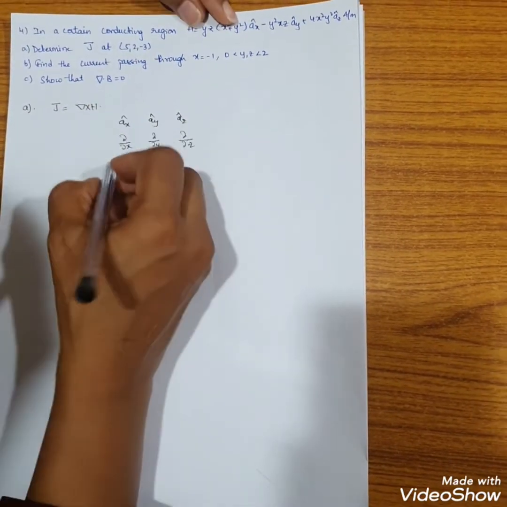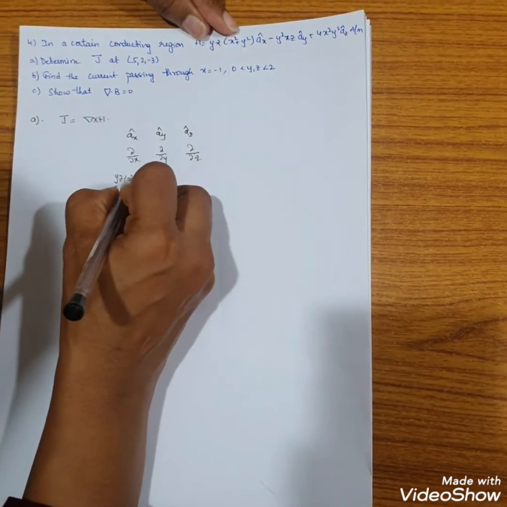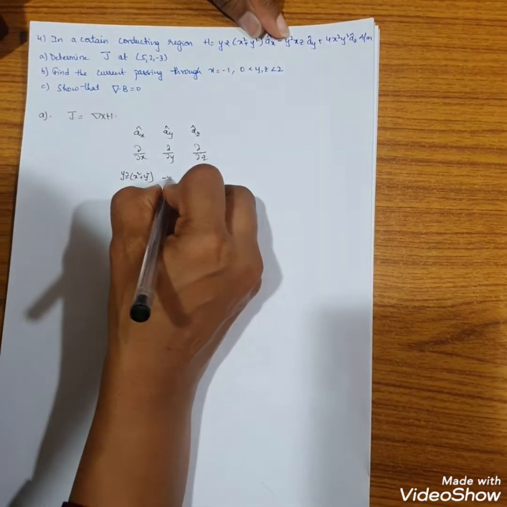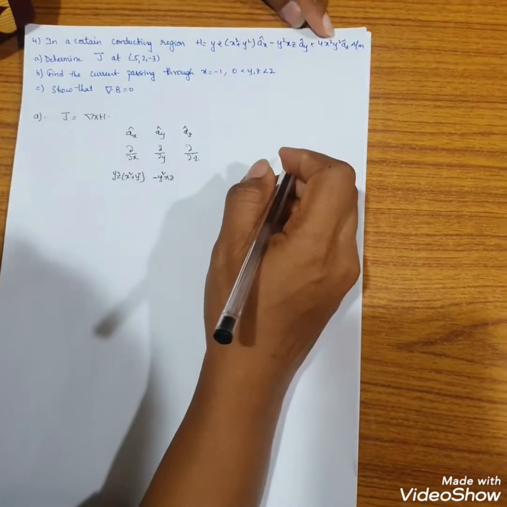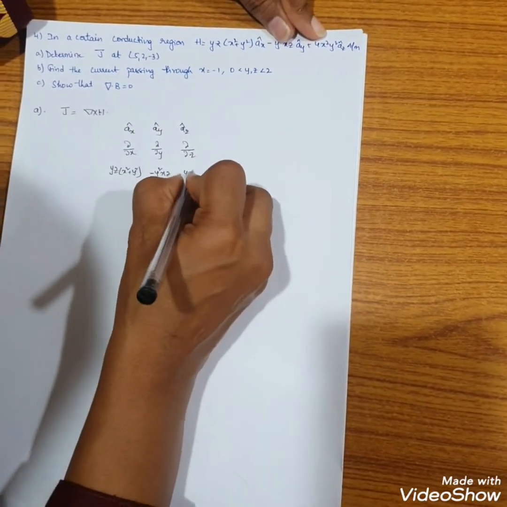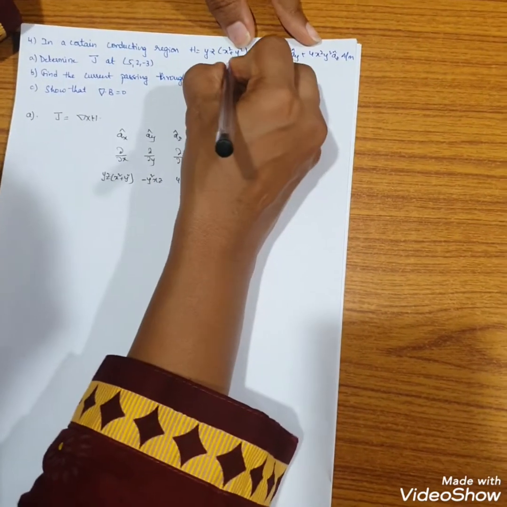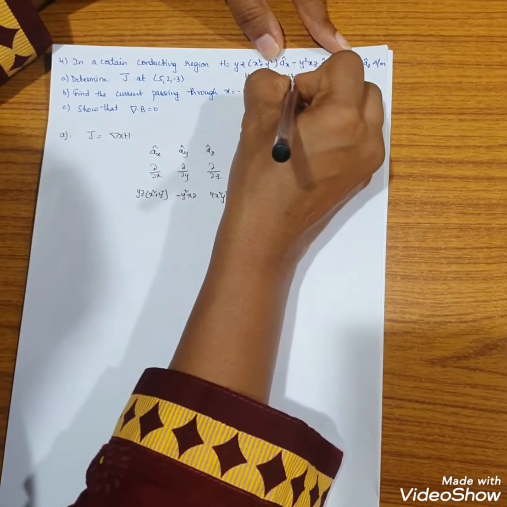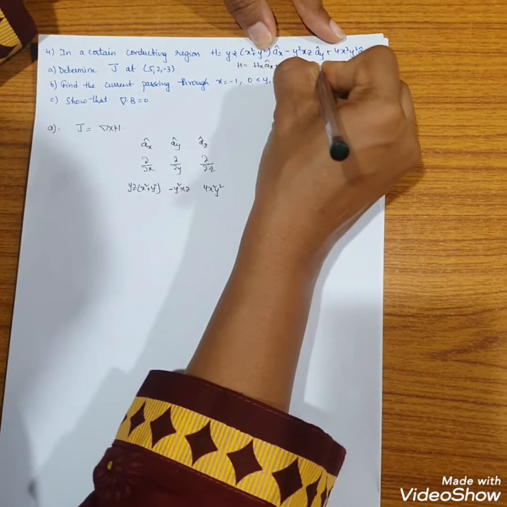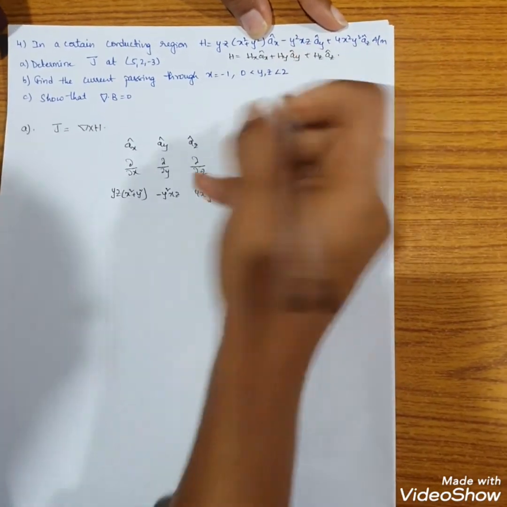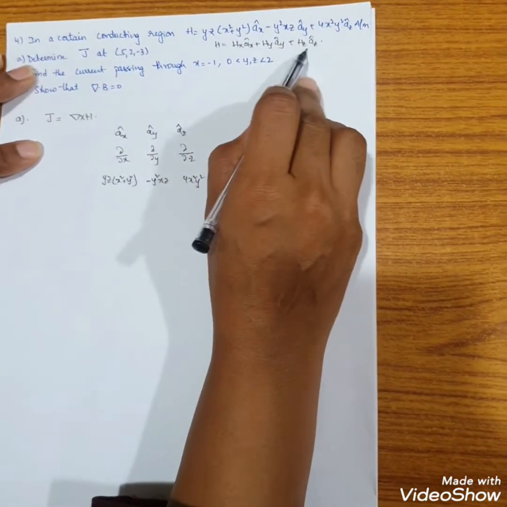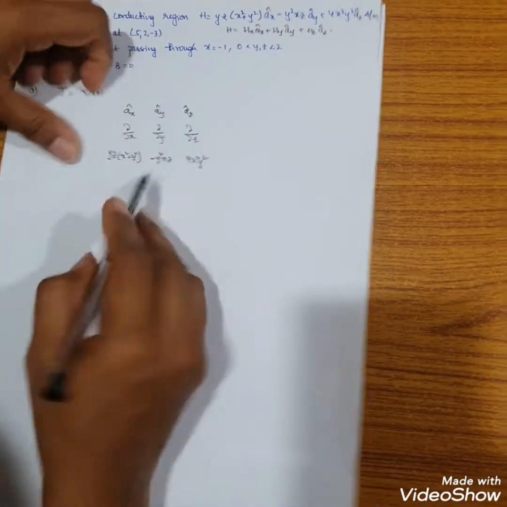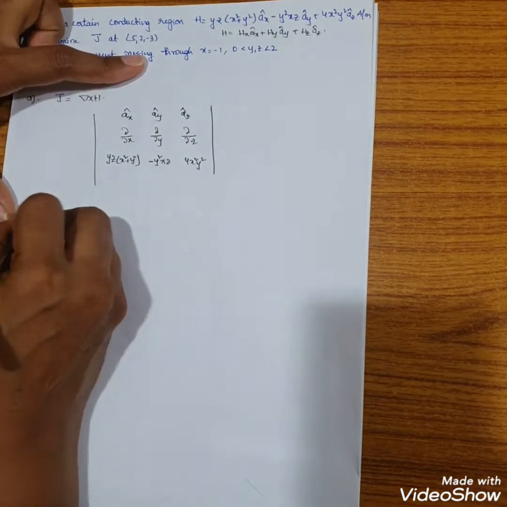Hx, the x component, is given by yz into x square plus y square. Hy is nothing but minus y square xz. Hz is nothing but 4x square y square. So this H is given in this form. You always remember, the vector is always represented in this way: Hx ax, Hy ay, Hz az. So here you need to write Hx, Hy, Hz. Okay, so that is what we have written. Now we need to take the determinant.